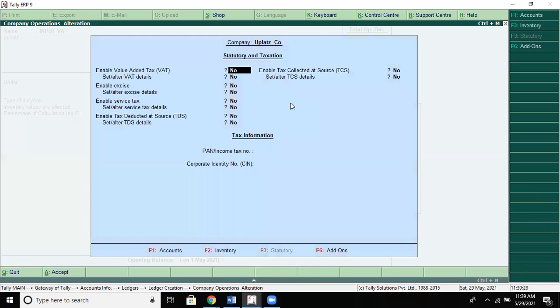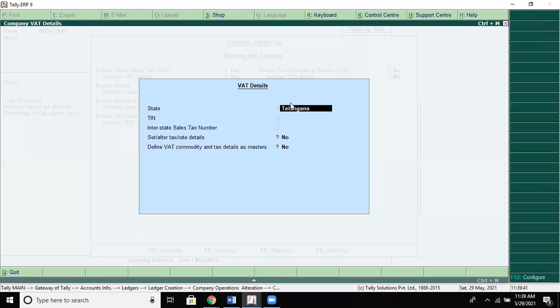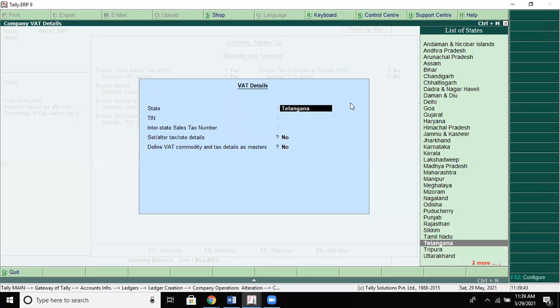Now let us go with F3, which is all about statutory. Statutory is nothing but your tax details. Enable value added tax, yes. Set alter VAT details, yes. So what is your state? Telangana. Here you are going to give your VAT details.